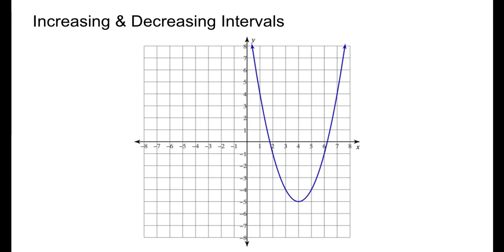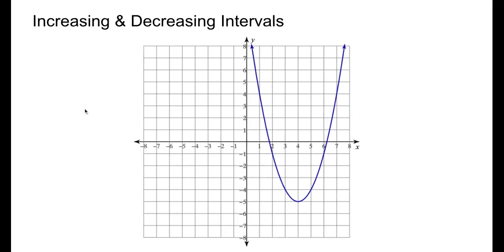The increasing and decreasing intervals are where our graph increases, so where the graph goes up as it goes to the right, and where it decreases, where it goes down as it goes from left to right. You can see that on the left side here, our graph is decreasing, decreasing, decreasing, and then it hits this value, at which point it turns around and begins to increase.